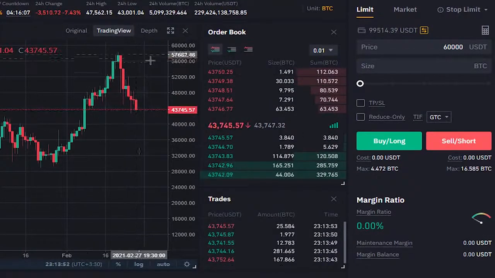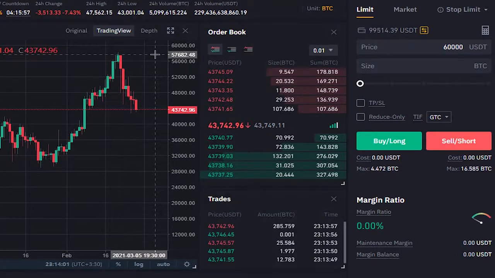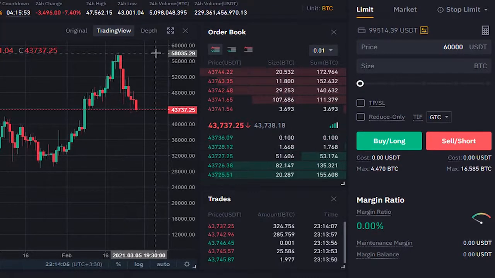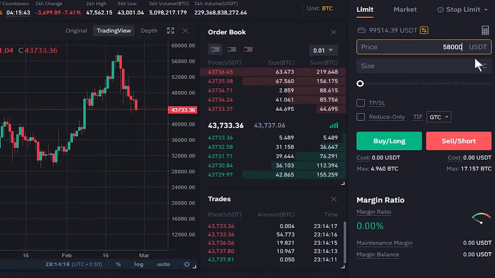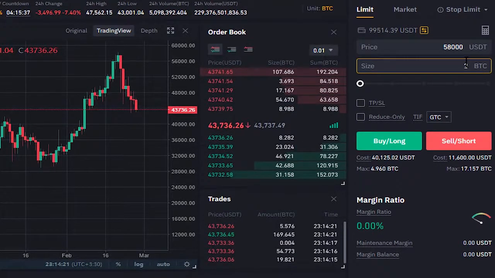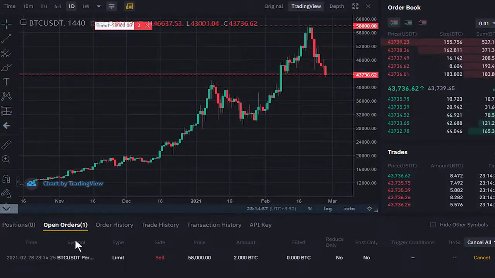Consider we analyze the chart and we think, for example, 58,000 is a strong resistance level and the price will fall after hitting this level. So going short at that level can bring us profit. We set the price to 58,000 and the size, for example, 2 Bitcoins, and we click on sell short, order submitted, and here it is in open orders, as you can see. When the price reaches 58,000 or a better price, this limit order will be executed and we will have a short position here in positions.